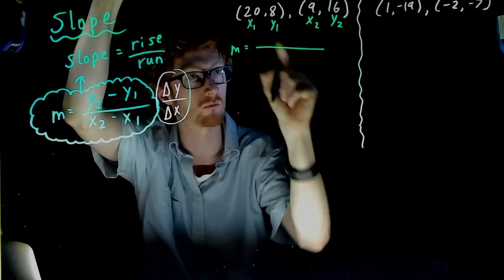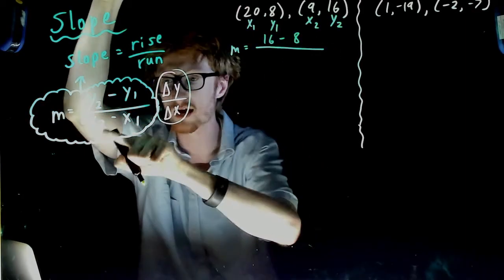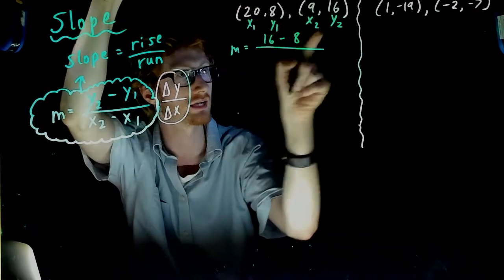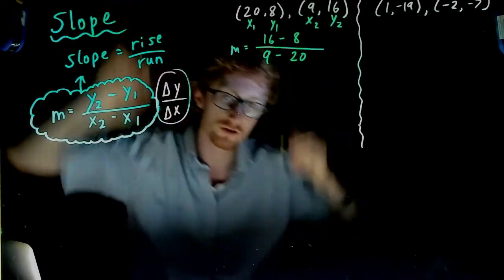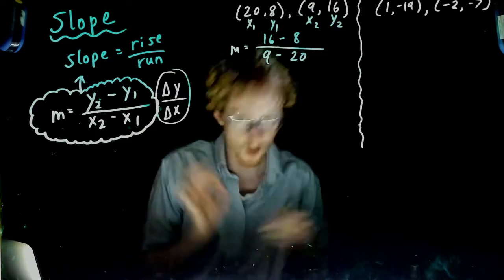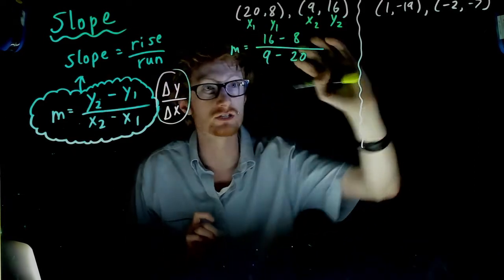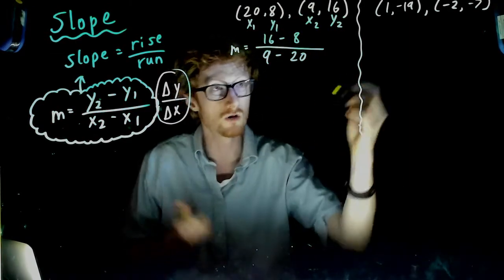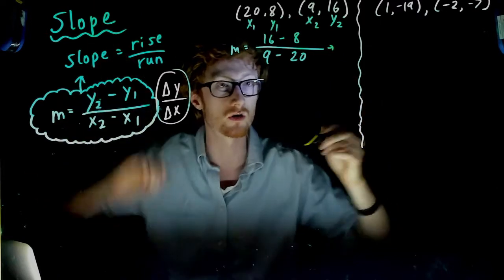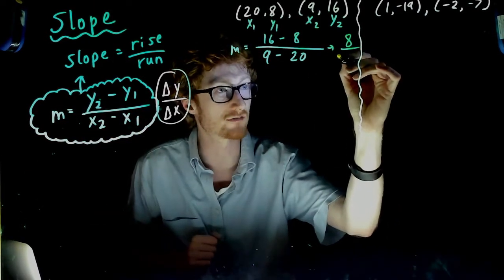y2 minus y1. Well, my y2 is 16, take away my y1, which is 8, over x2 minus x1. So x2 is 9, take away my x1, which is 20. Make sure no matter what you do, you stay consistent with how you label this. So my x1s and my y1s are here, my x2s and my y2s are here. Make sure you always do it like that. So all we have to do is simplify this down. So this will be 16 minus 8 is 8, over 9 minus 20, which is negative 11.